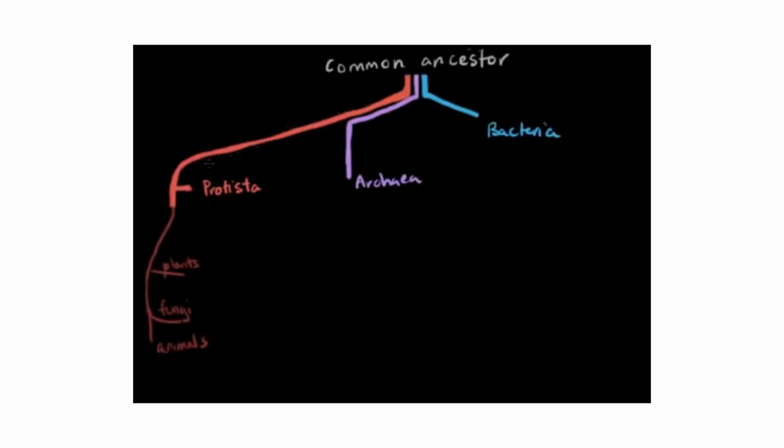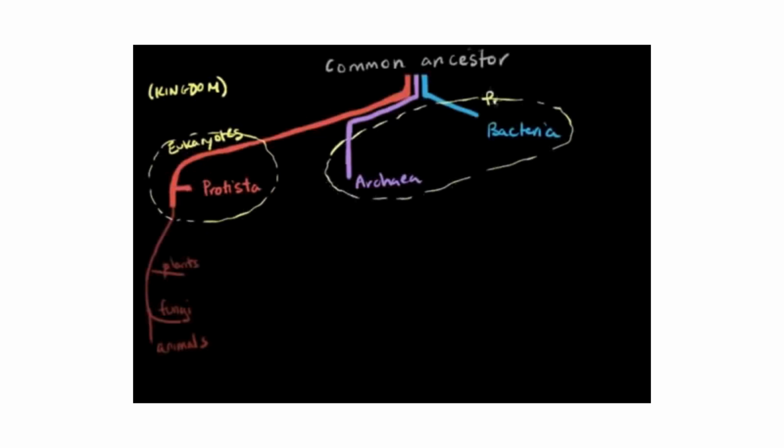I drew it this way because one of the most important evolutionary differences is between the kingdoms of eukaryotes and prokaryotes. And you can notice that the protists are eukaryotes, while the archaea and bacteria are prokaryotes. Since karyote means nucleus and pro means before, prokaryotes came before the nucleus, so they don't have one, whereas eukaryotes have a nucleus.